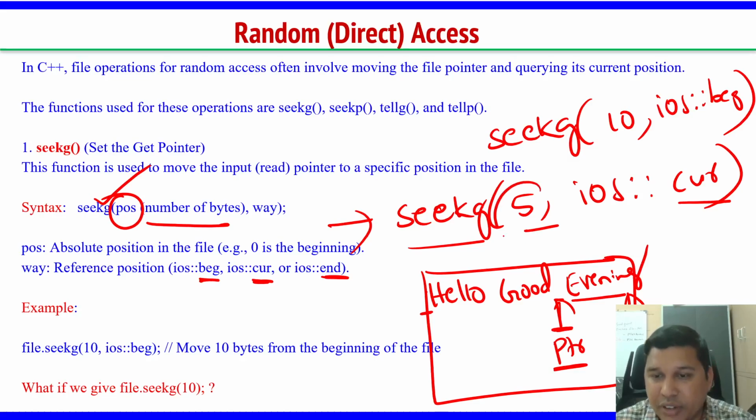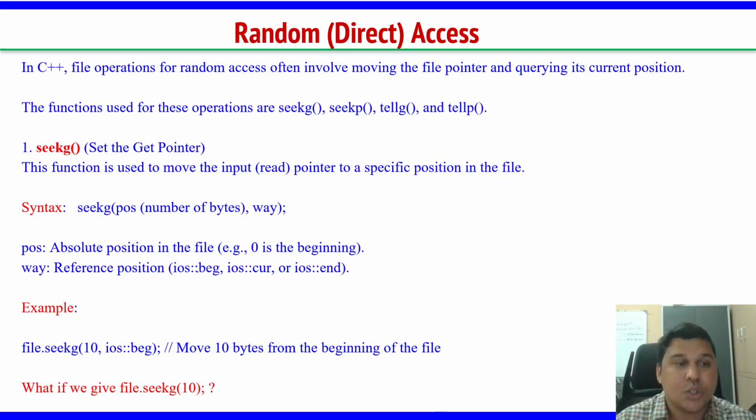This 5 does not indicate 5 locations. It indicates the number of bytes. Since I have characters here, every character takes 1 byte. It is very easy, I am simply moving 5 locations, but it is not the number of digits. It is the number of bytes, right. So position can be anything, like 0 means the beginning, and way can be either beginning, current or end. It can be any of these three.